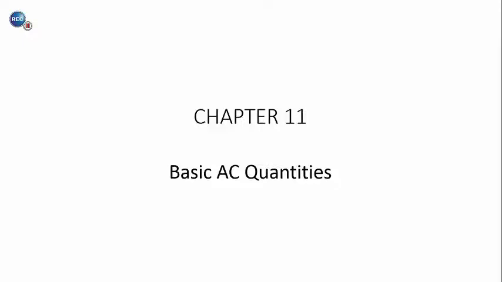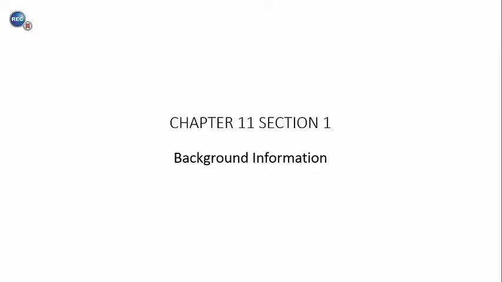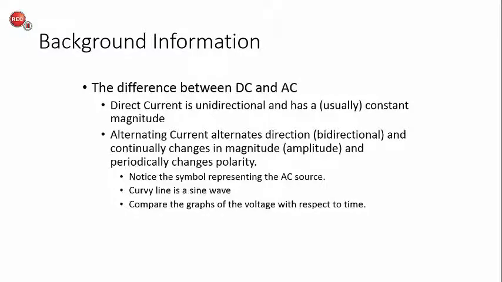This is Chapter 11, Basic AC Quantities. Section 1 is Background Information. The difference between DC and AC.